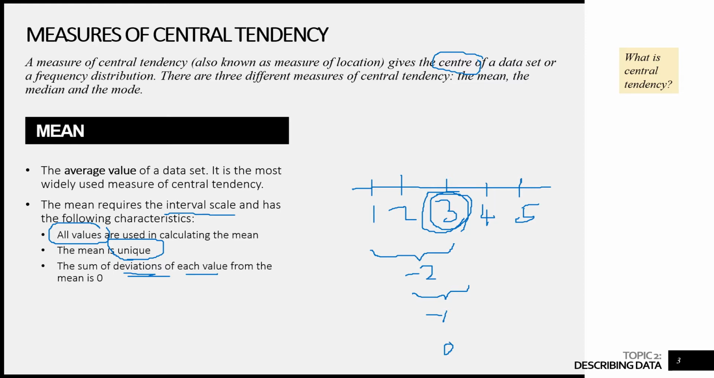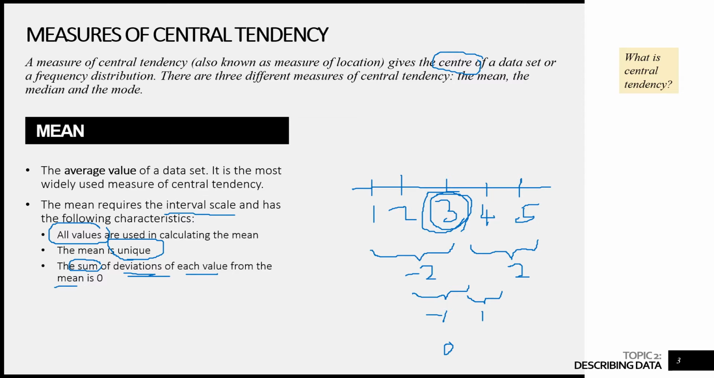Difference between 3 and 4. Is there any difference between 3 and 4? Yes, 1. Now the difference between 3 and 5 is 2. So what we want to find here is the sum, the sum of deviations of each value from the mean.